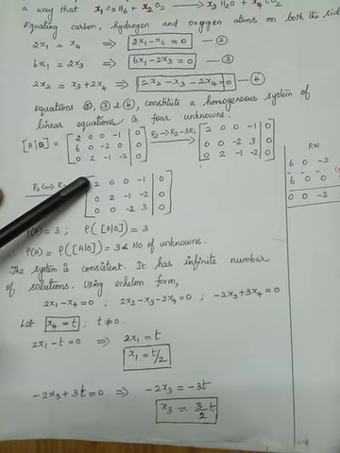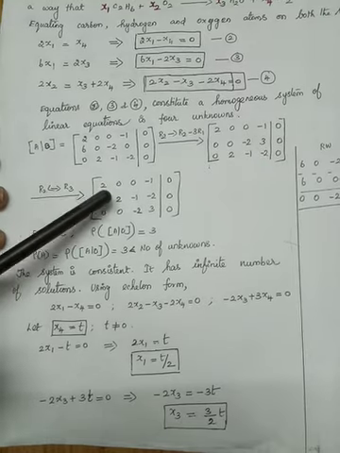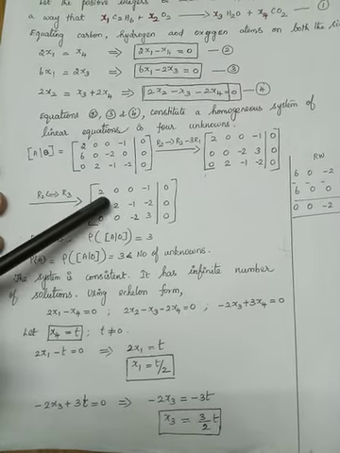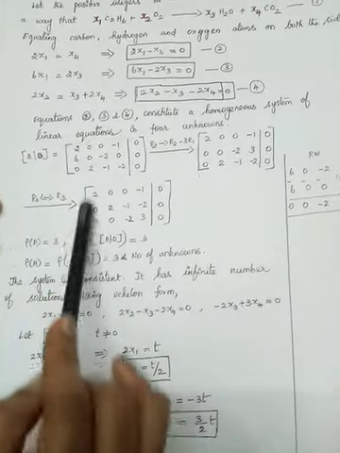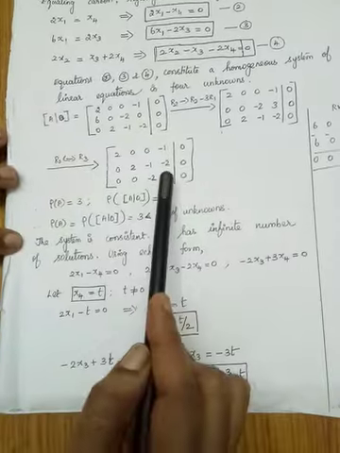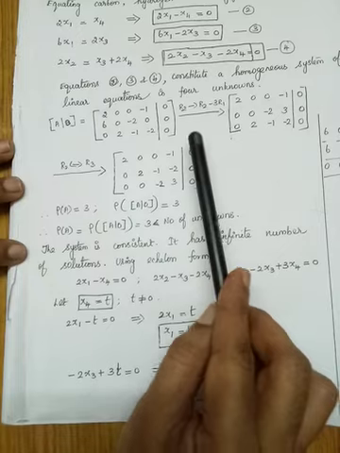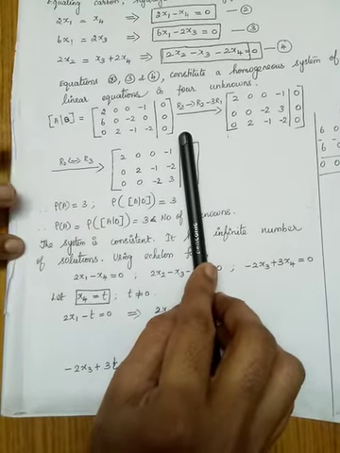So below the first non-zero entry, these two are 0. Here comparing the second and the third row, below this first non-zero entry, here it is 0. So we have brought it into the echelon form. Now you have to find the rank of the matrix. So hiding the fourth column, what is the rank of the matrix?